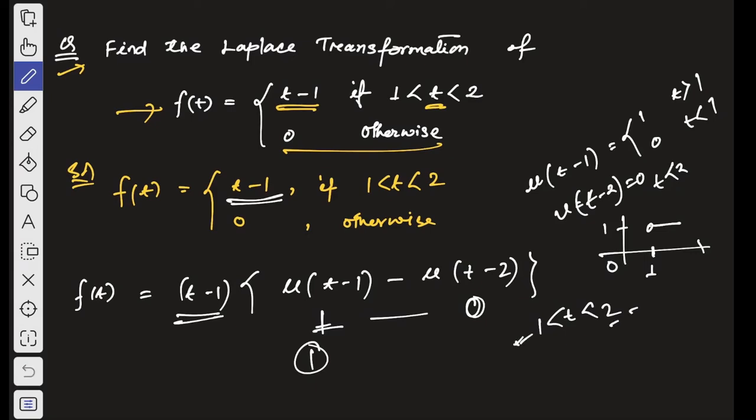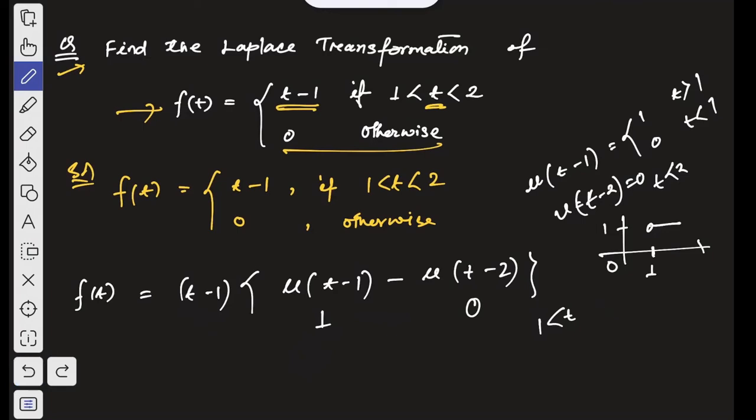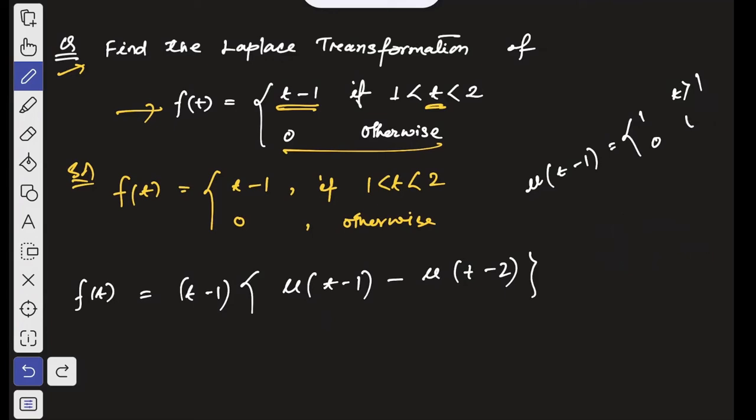And otherwise, when you have a value beyond 1 and 2, suppose a value less than 1, then what will you get? When you have less than 1, then this will be 0, and this one will also be 0, and 0 into anything is 0, so f of t will be equal to 0, right? So hope you have understood this. Now let us solve this question. Hope you have understood why we can write the given function in this form in terms of u of t minus 1 and u of t minus 2.